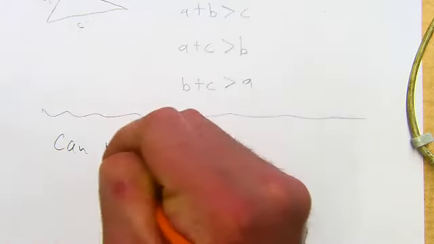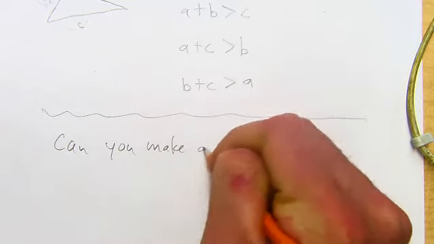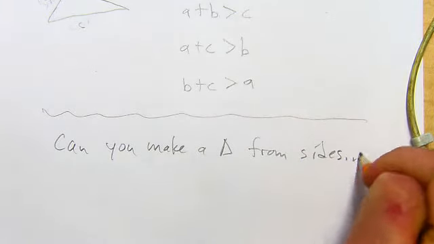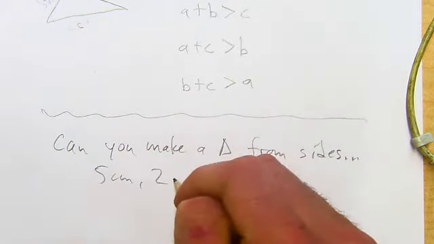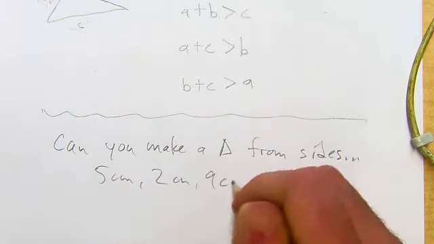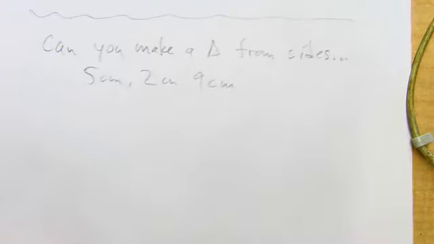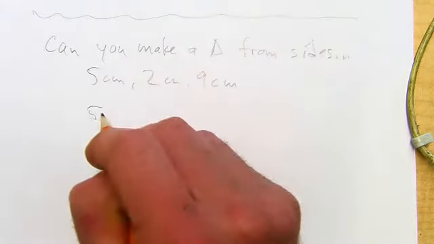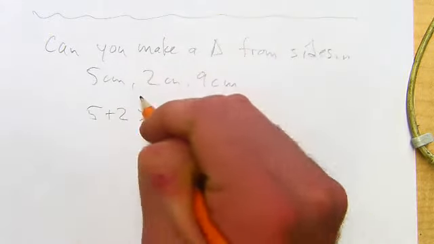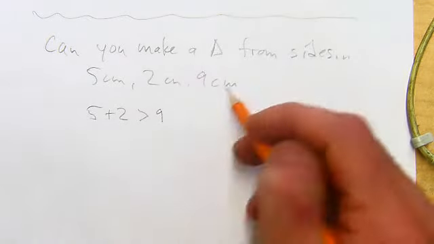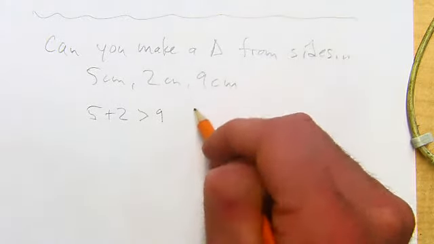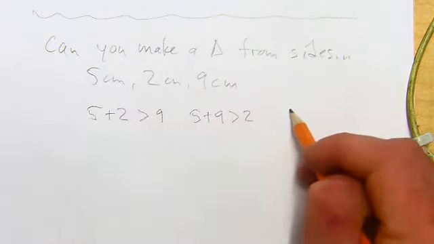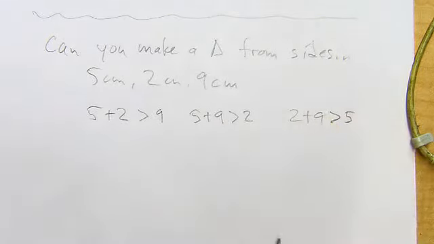So it'll say, can you make a triangle from these sides? Let's say 5 centimeters, 2 centimeters, and 9 centimeters. Okay, I'd like you to show the work for why you can or cannot. So the way you can show it is this triangle inequality. I say if I add up two of them, say 5 plus 2, check, is that bigger than 9? And I'm going to check all three of these. I'm also going to check 5 plus 9, is that bigger than 2? And I'm also going to check 2 plus 9, bigger than 5, okay? And see if these are true or not.